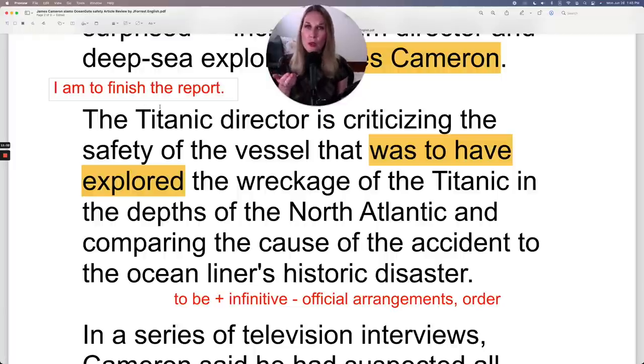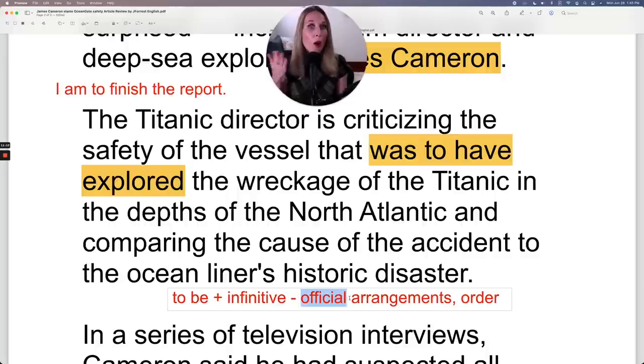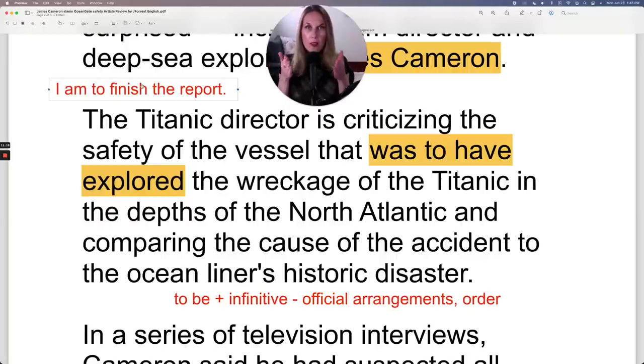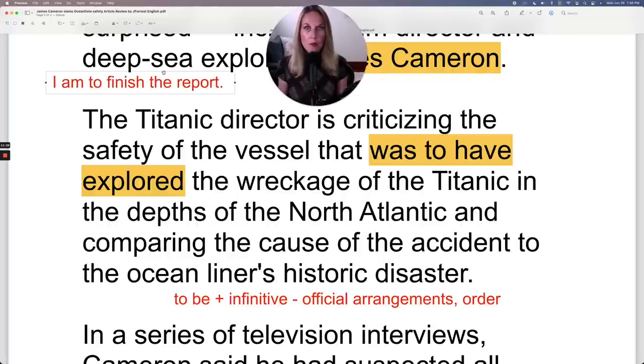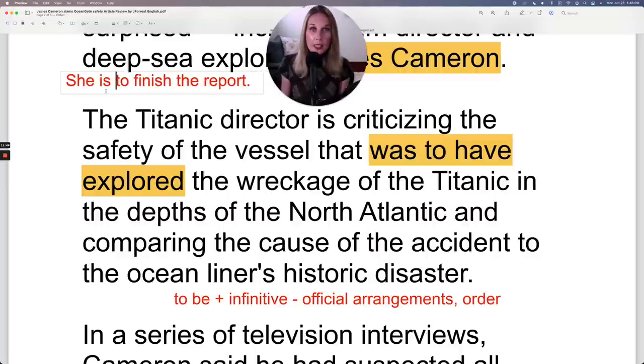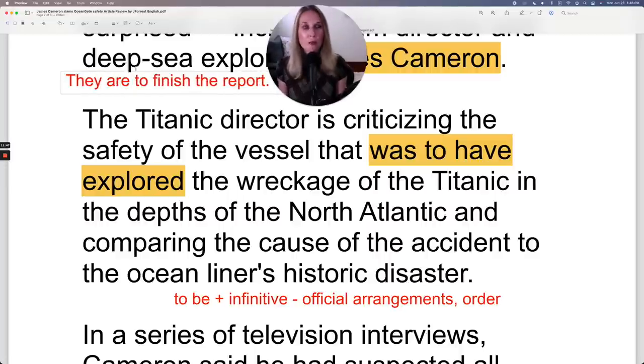This might look odd to you. It's not a sentence structure that is used in everyday speech. We do use it more to suggest more official arrangements or orders. But if officially my boss told me this, then I could say, I am to finish the report, which means I have the responsibility of finishing the report. This is my responsibility. So this is the infinitive to finish. The verb is the verb to be, I am. Now, if I change this to she, of course, I need to change my verb. She is to finish the report. They are to finish the report.